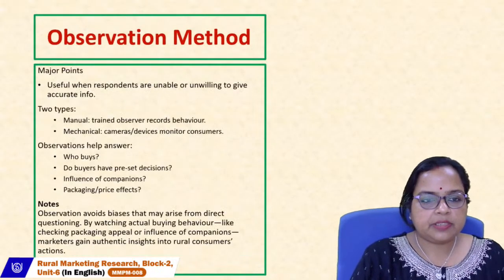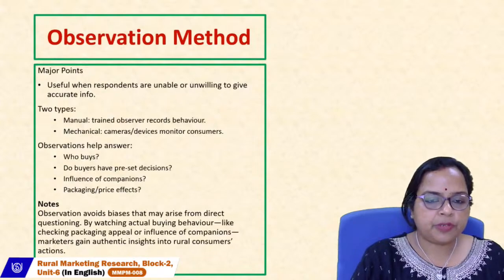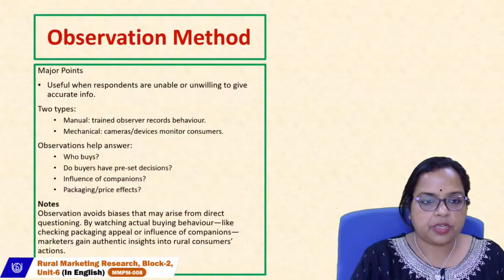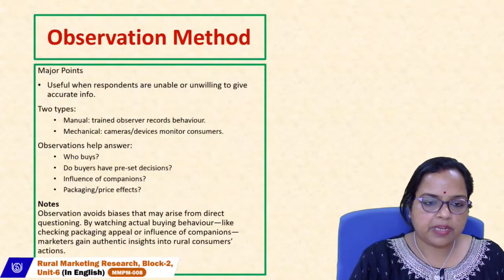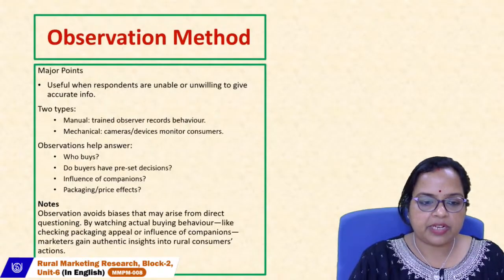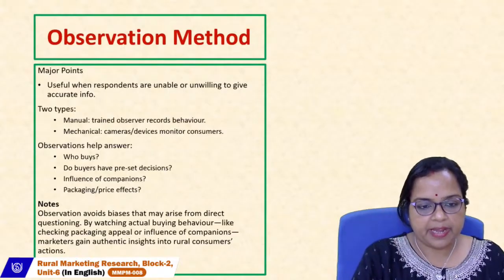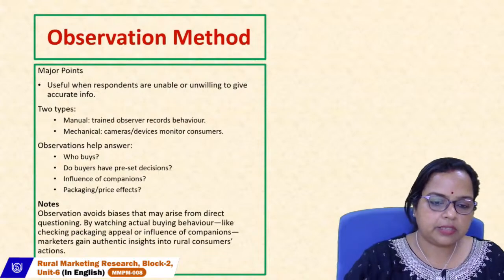Next is observation method. This is useful when respondents are unable or unwilling to give accurate information. You can do this method in two ways. One is manual, another is mechanical. Manual is done through a trained observer. Mechanical is through cameras or devices that monitor the consumer's buying behavior. Observation avoids biases that may arise from direct questioning. By watching the actual buying behavior, like checking packaging appeal, or influence of the companies, marketers gain authentic insights into the rural consumer's actions.